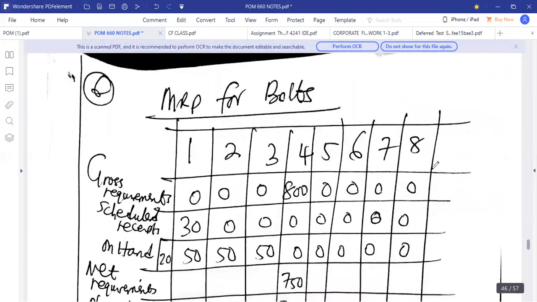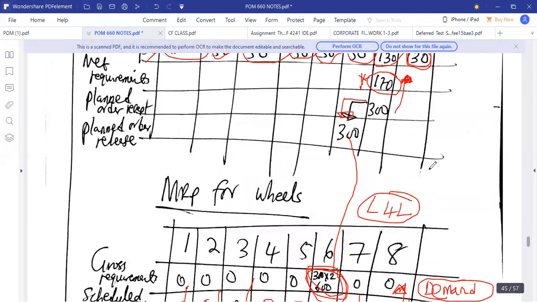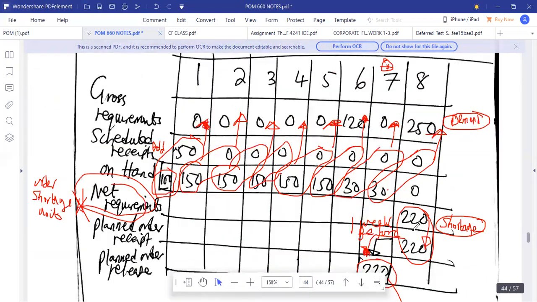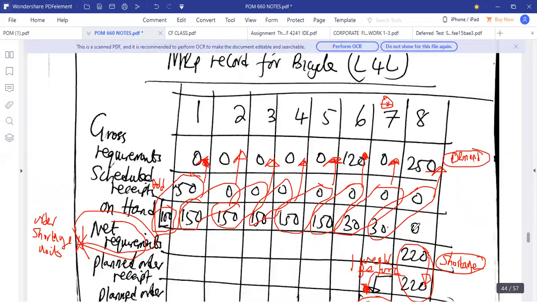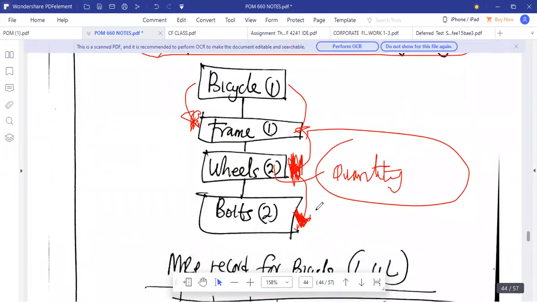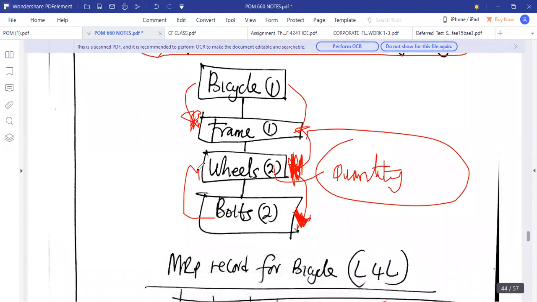So we have to check where the boards are coming from. You go back to the products. The most important thing in MRP is for you to understand the product structure tree. So you will go back to the tree. The boards are coming from where? The wheels. So the planned order releases of the wheels are the gross requirements of the boards.